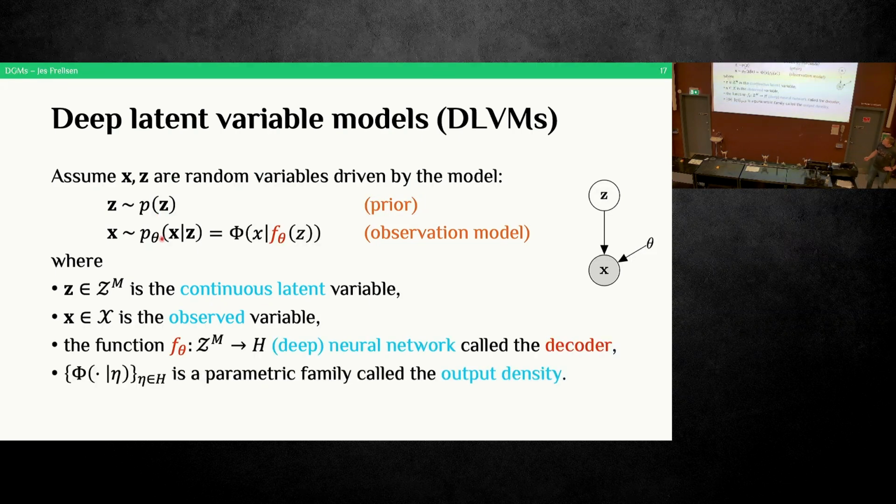Then the way we describe this observation model is that we have capital theta here. That's some parametric family which we call the output density. We'll talk a little about how we choose the output density in the next slide. And then we have F in here, which we call the decoder. So F here is a neural network, a deep neural network.